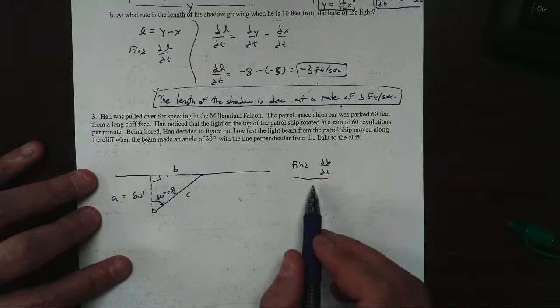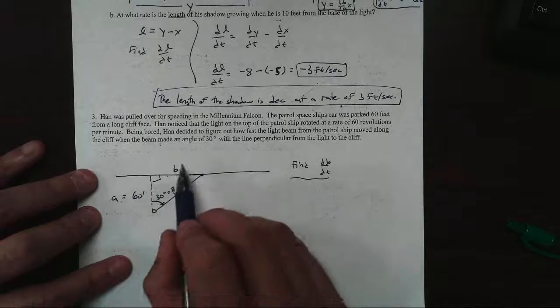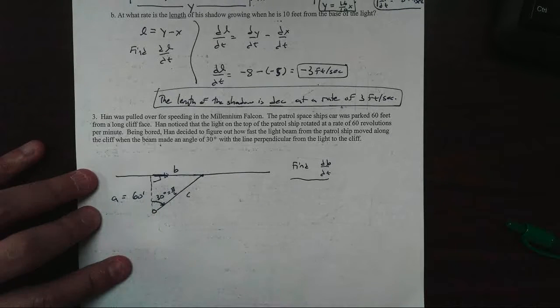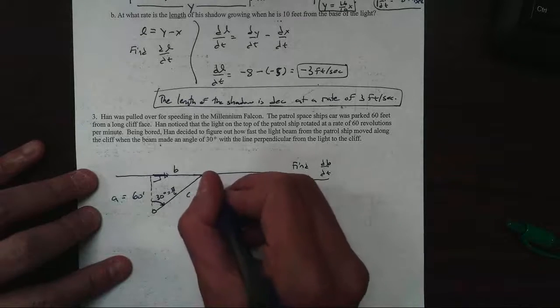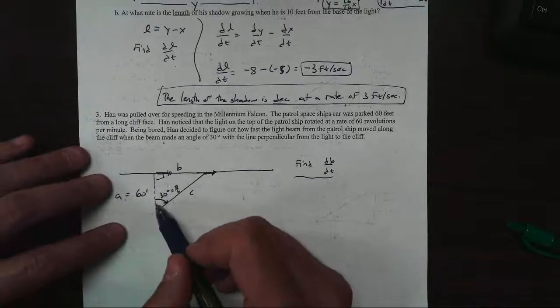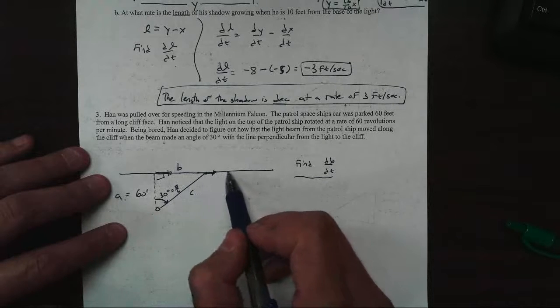So what I need to do is solve for dB/dt. So I need an equation, okay? We're looking for that rate of change right there, how fast that beam of light is moving along the path there. So remember, here's the light, it travels like this, right?